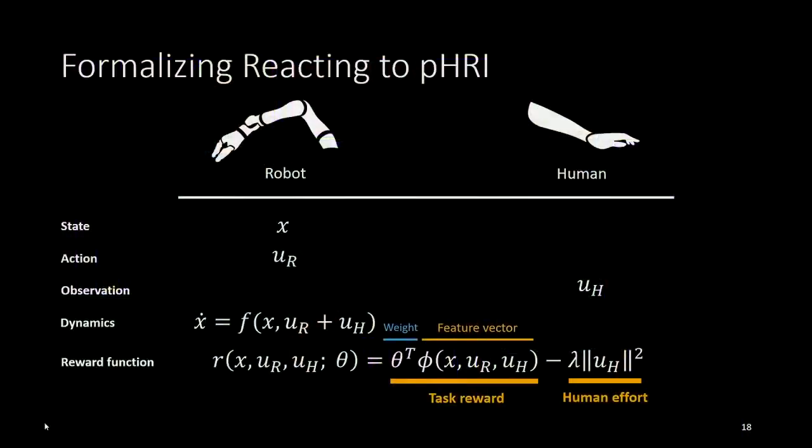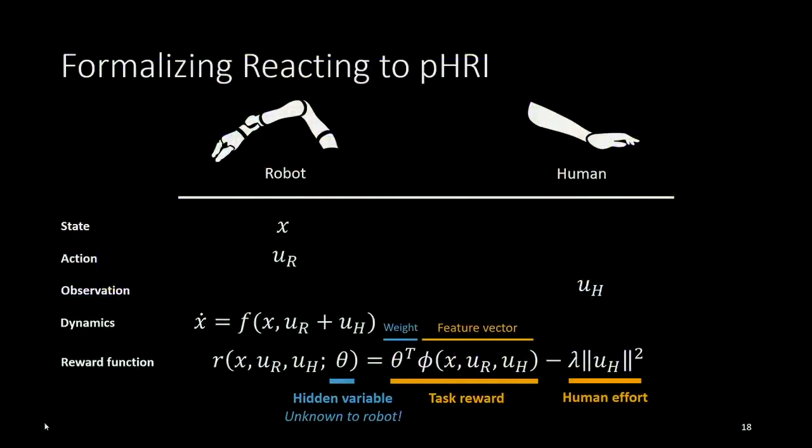Now, if the robot always acted optimally with respect to theta, the human would never need to interact. The robot would be doing the task just the way the human wants it, and the human will be happy with how it behaves. This would minimize the human's effort. So clearly, we want the robot to optimize with respect to theta. But importantly, the robot doesn't know theta, this true objective function. Only the human knows theta.